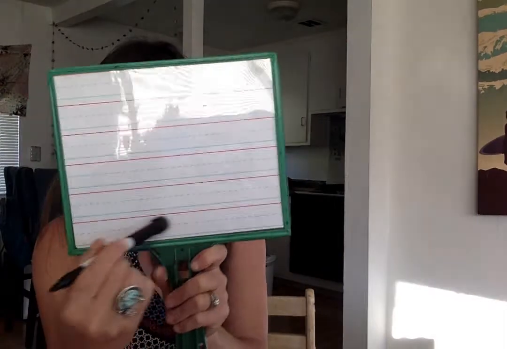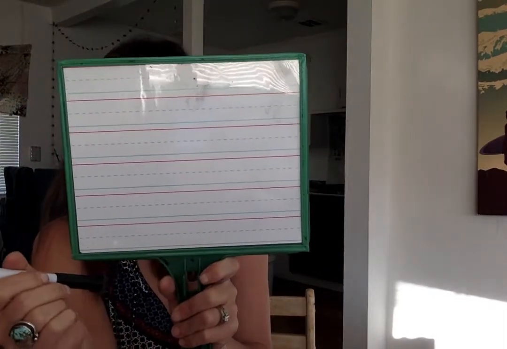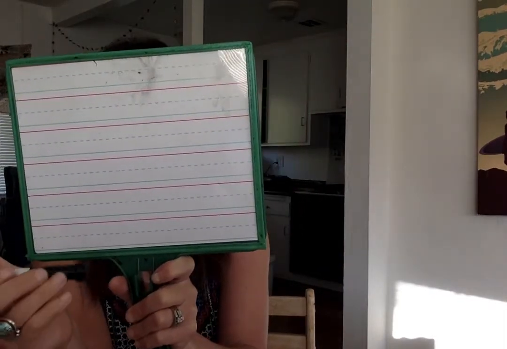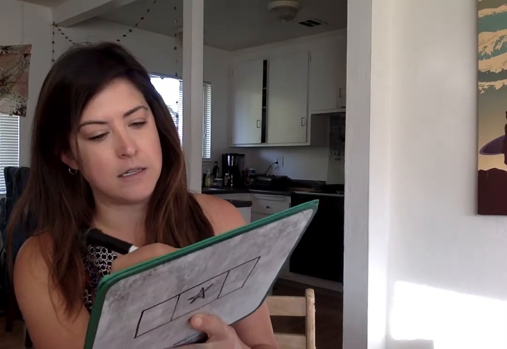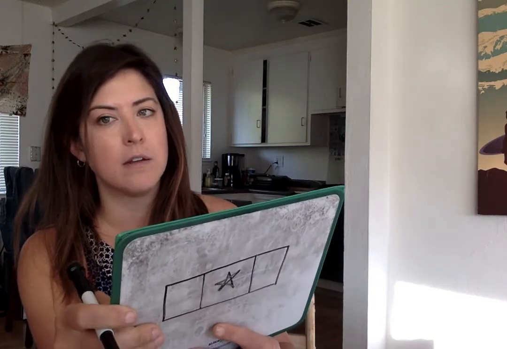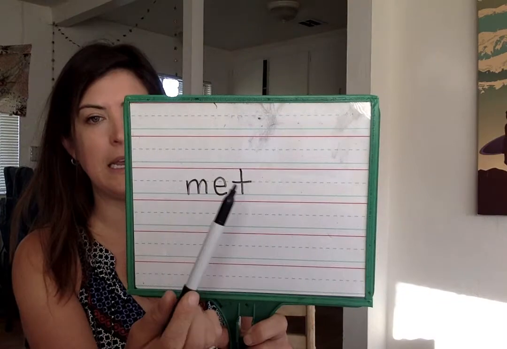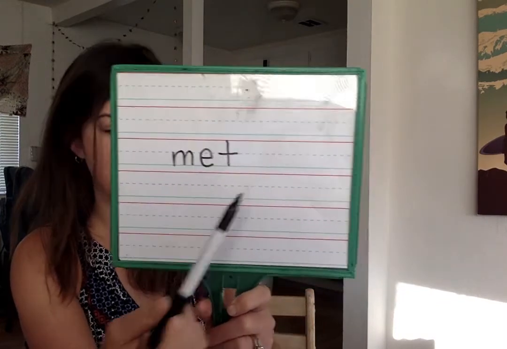So this time you'll erase everything or start a new place in your notebook. And we're going to write the word met, like I met you at school. Met. How do you think you write met? How do you think you spell that? M-E-T is how you write met.